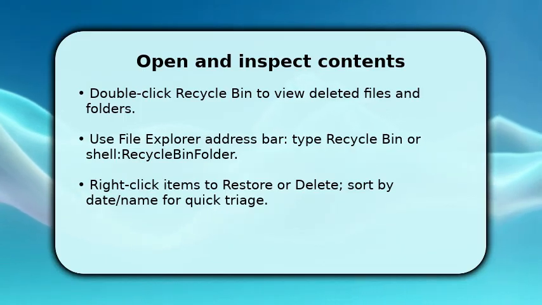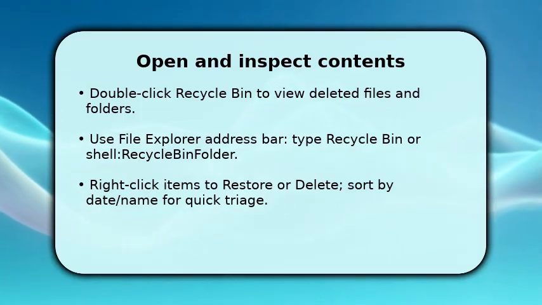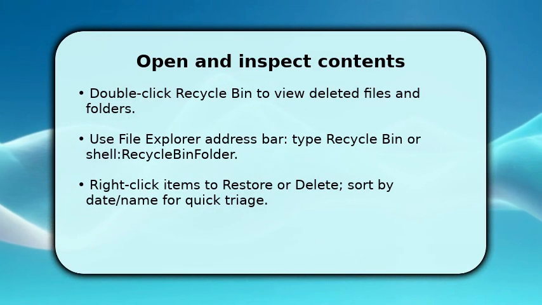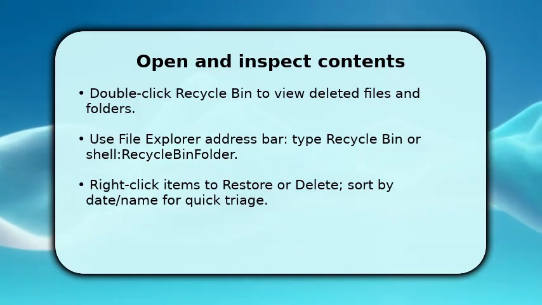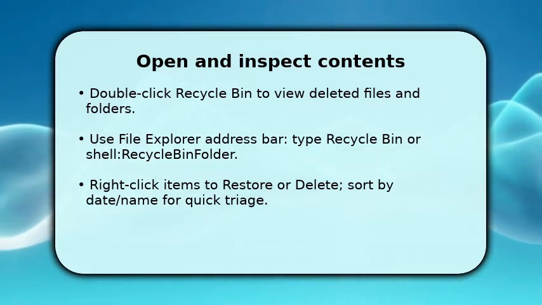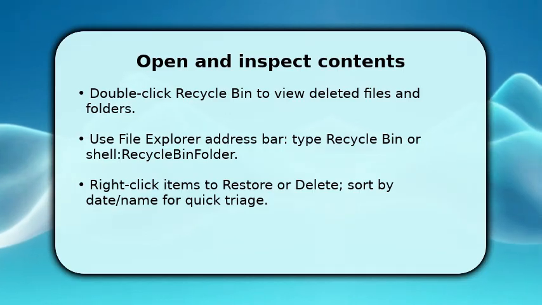Once inside, sort by date deleted or name to prioritize recovery. Right-click any item to restore it to its original location, or choose Delete to permanently remove it. Make sure to check each drive's Recycle Bin separately if you use multiple disks, because items are stored per drive.